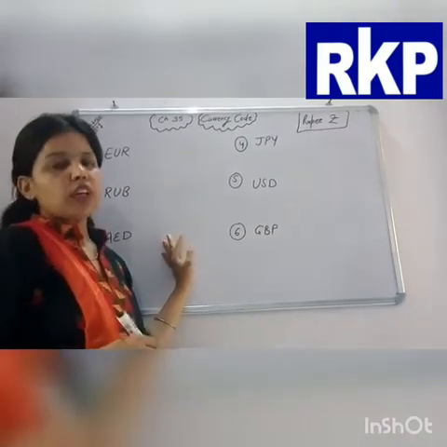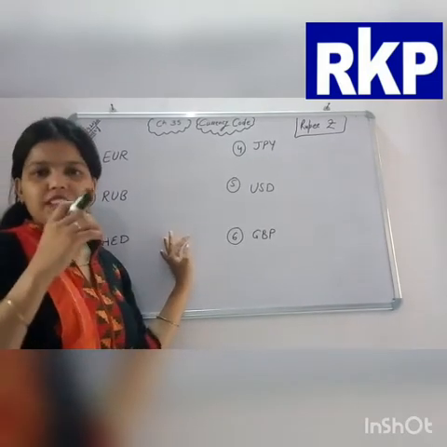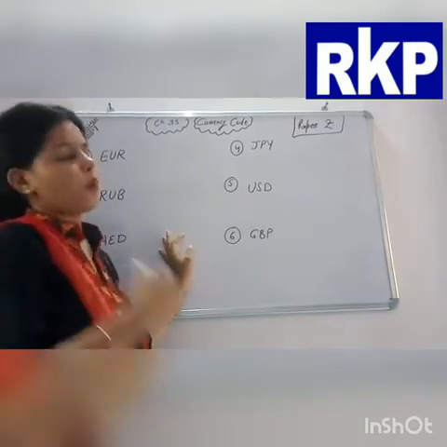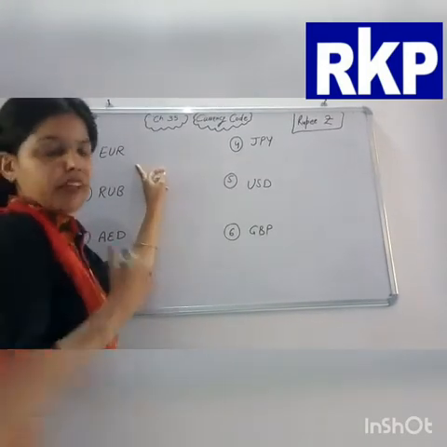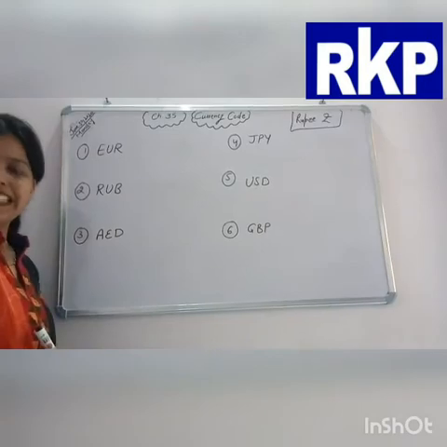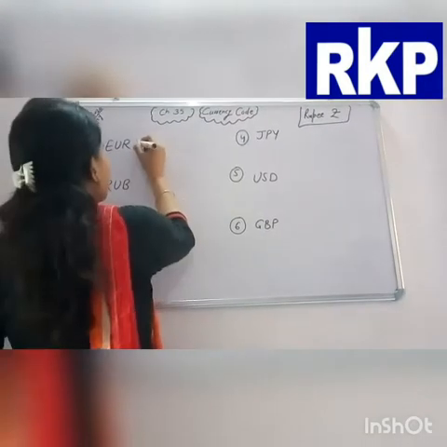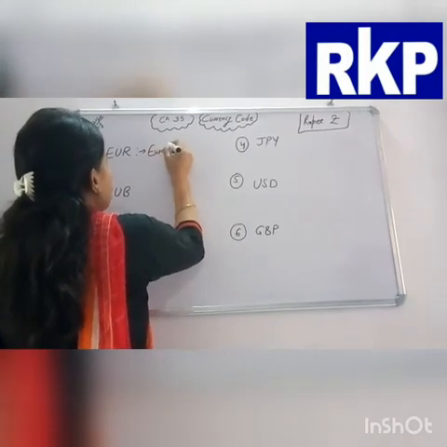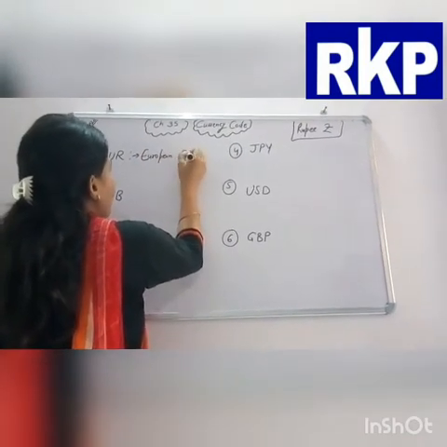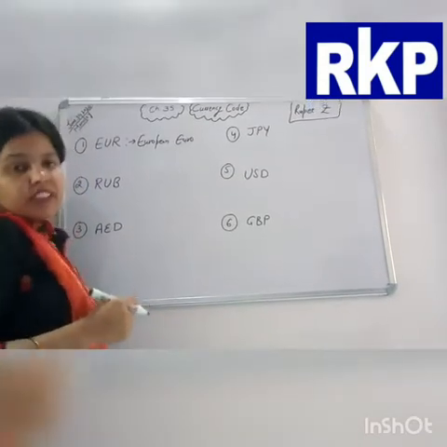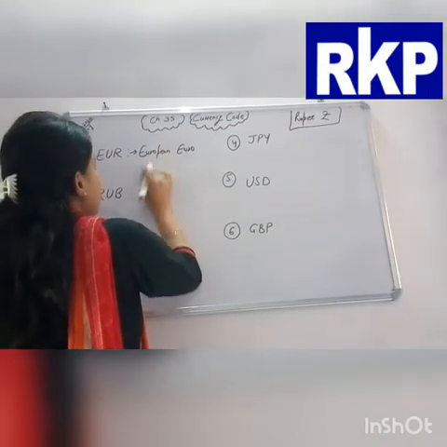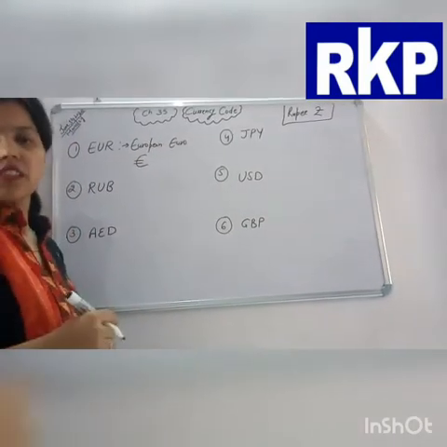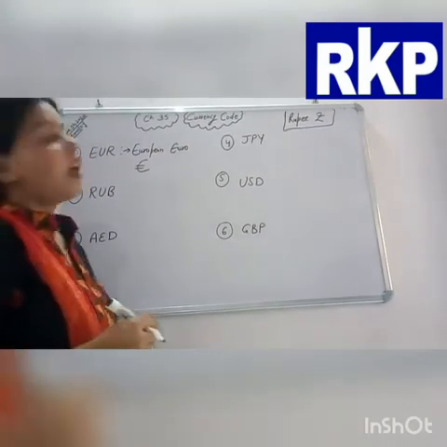So what you have to do in chapter 35 is identify the picture and write the full form or the currency name of that code. So let us start one by one. First is EUR. What is the currency name of this code? The currency name of this code is European Euro. And the symbol of this currency code is this. Basically, this is the currency of Germany and Spain.